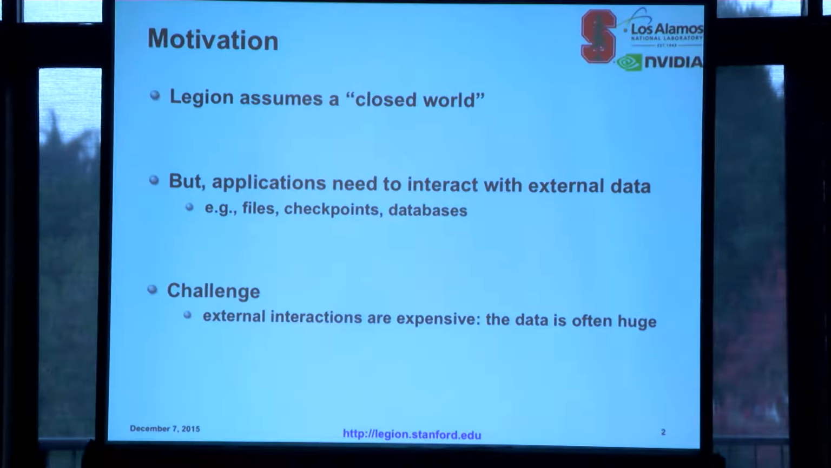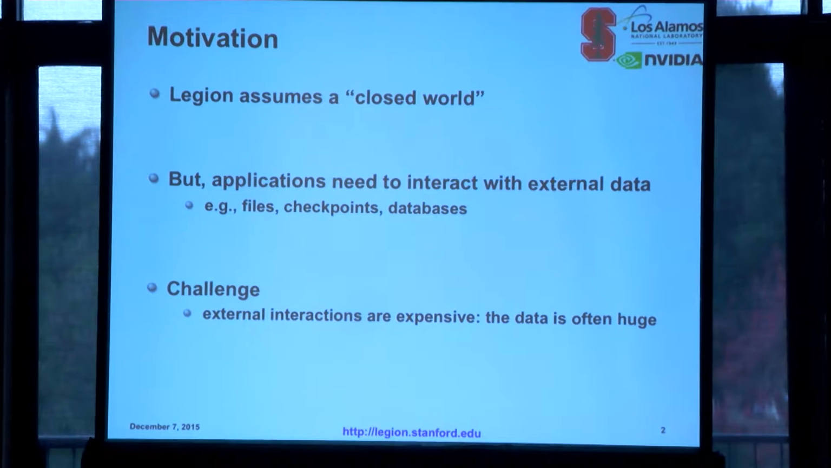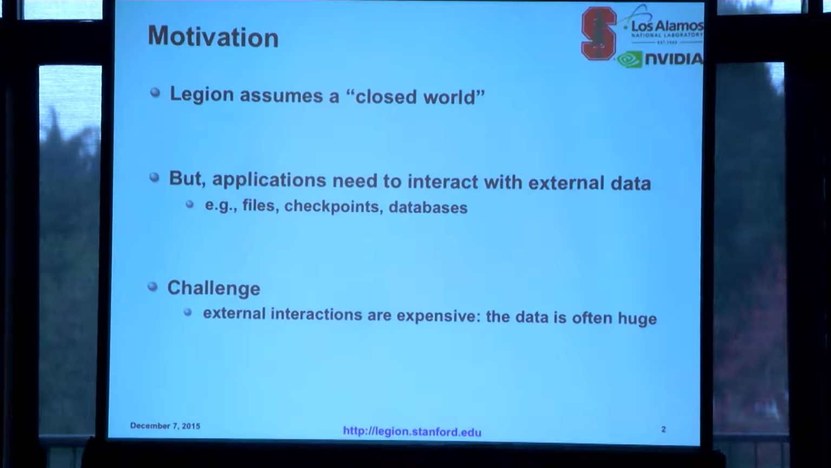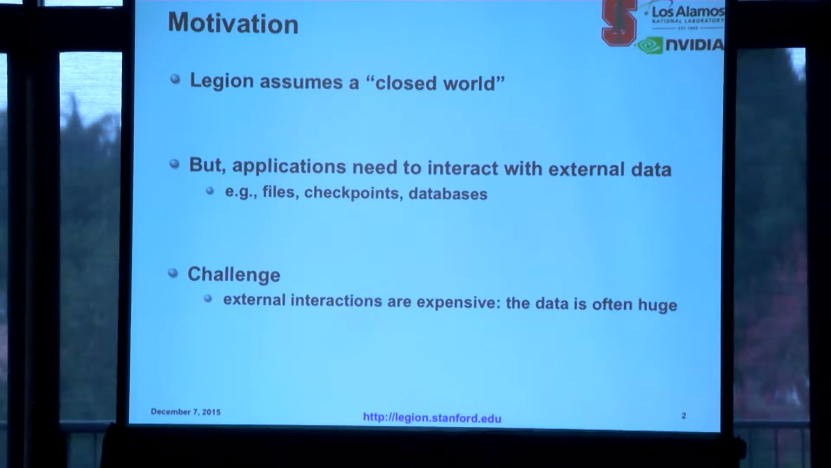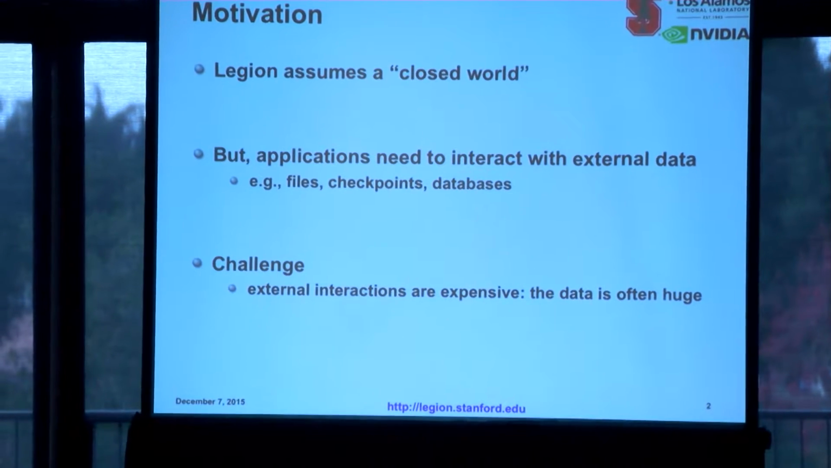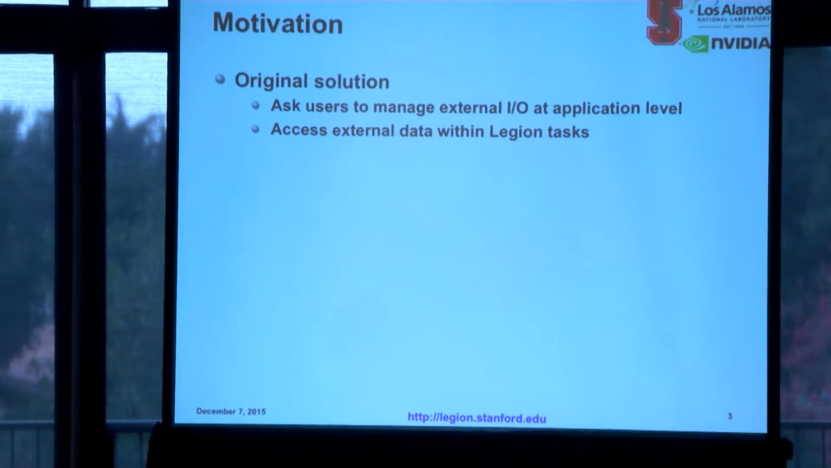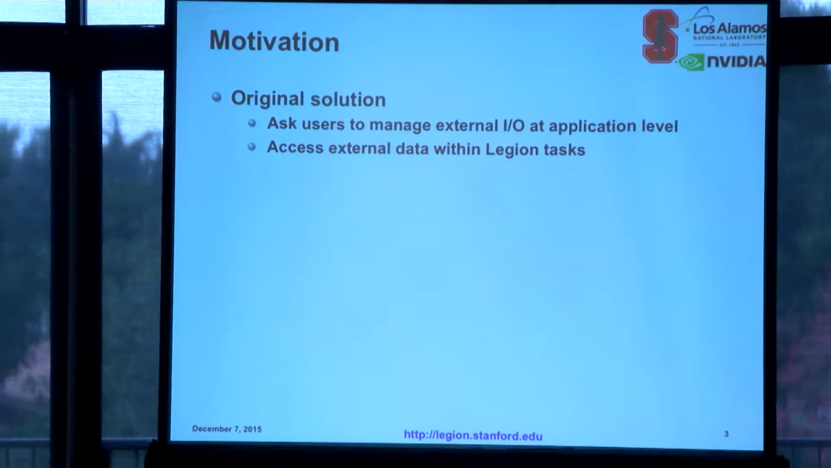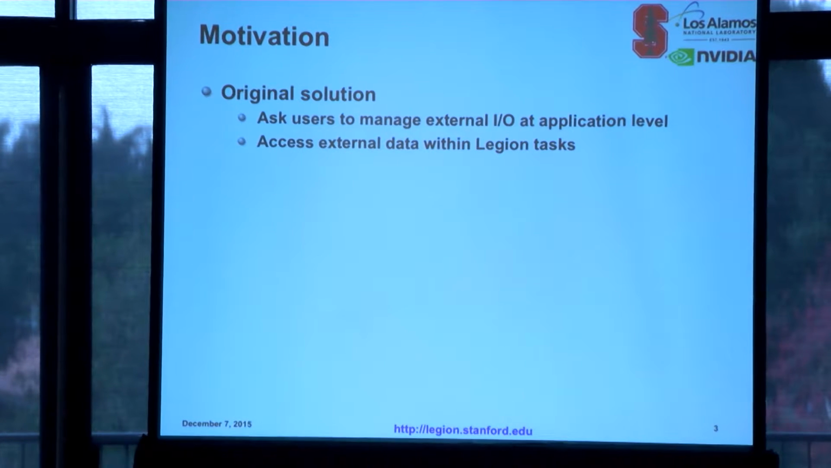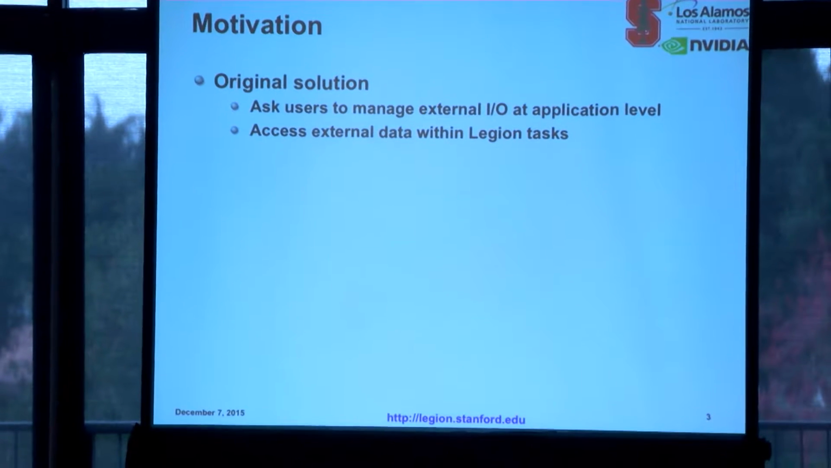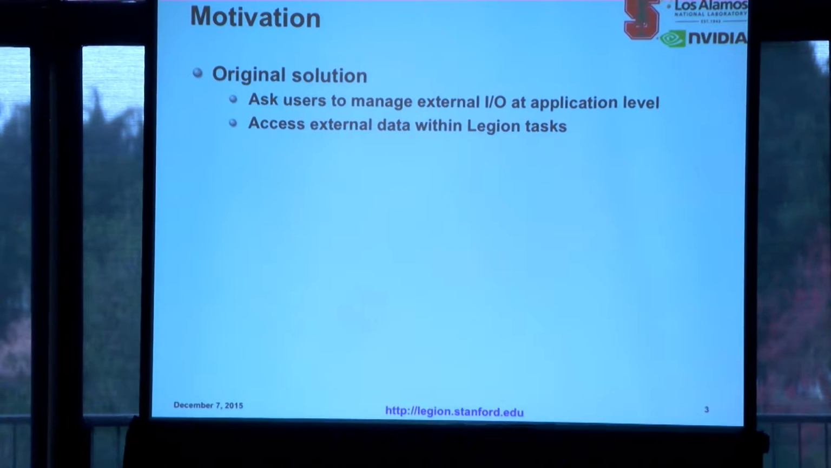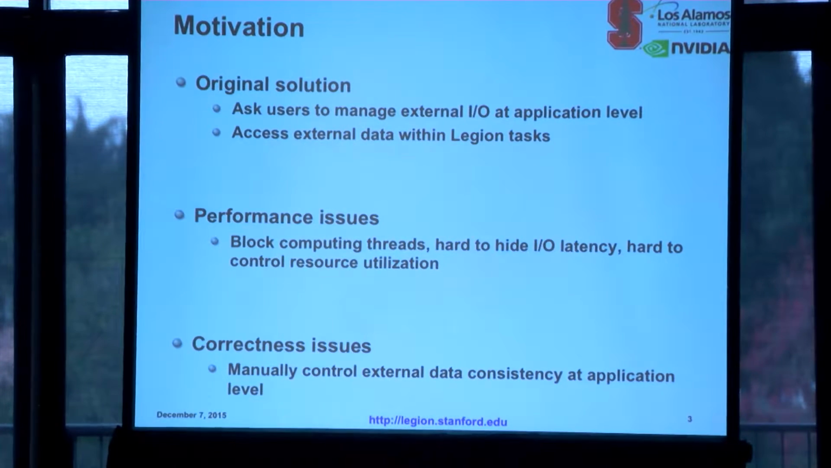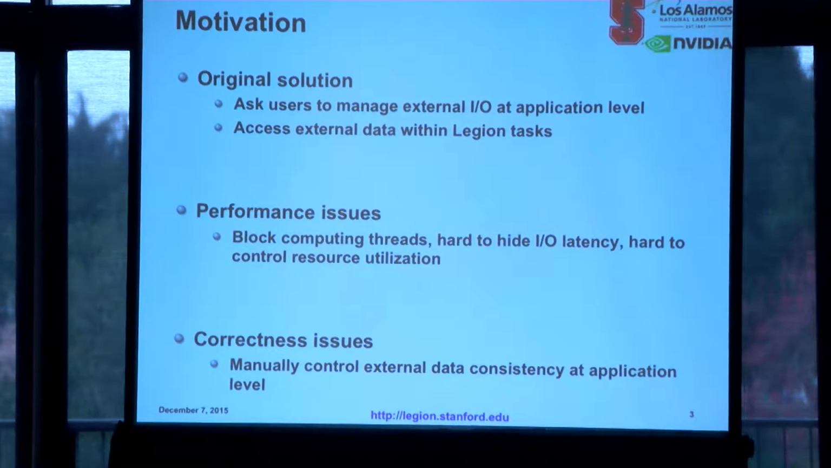And this brings a challenge to the Legion runtime, because the external interaction could be very expensive, especially when the data is large, and the external I/O could take a significant proportion of the entire execution time. In our original solution, Legion asked the user to manage external I/O at the application level, so we allow Legion tasks to access external data inside the task. But this solution has both performance and correctness issues.